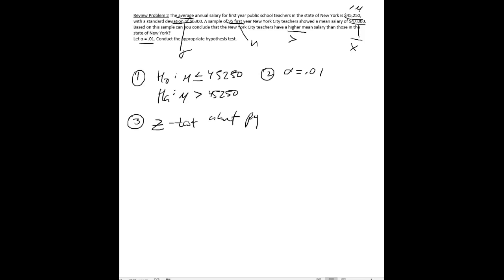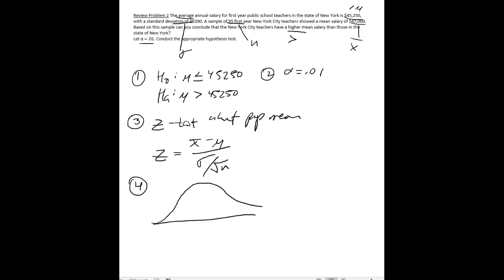Okay, and so that's going to actually be the same formula that we used last problem. Sigma over square root of n, so that's fantastic. Number 4 is where we draw our graph.